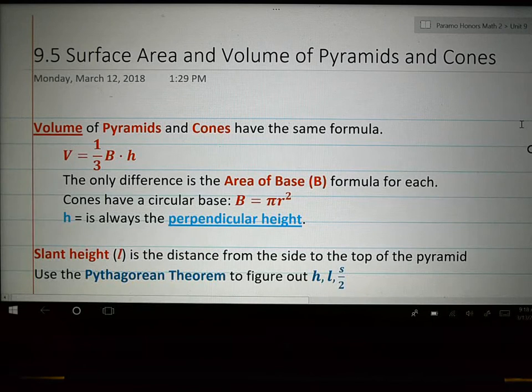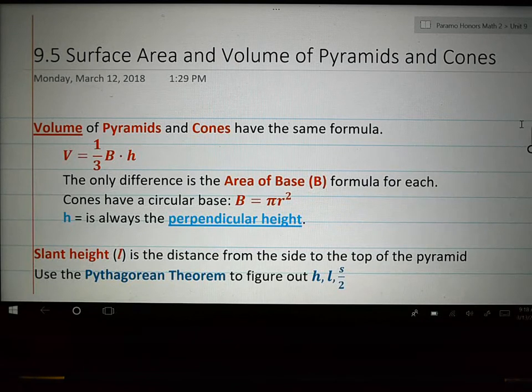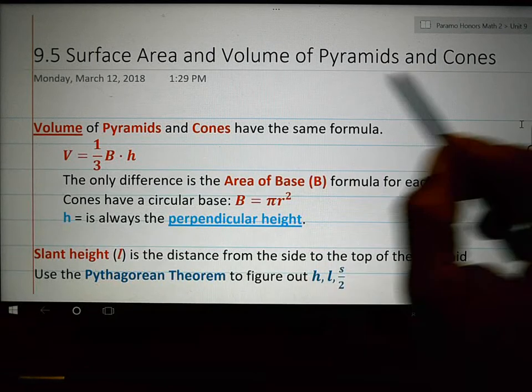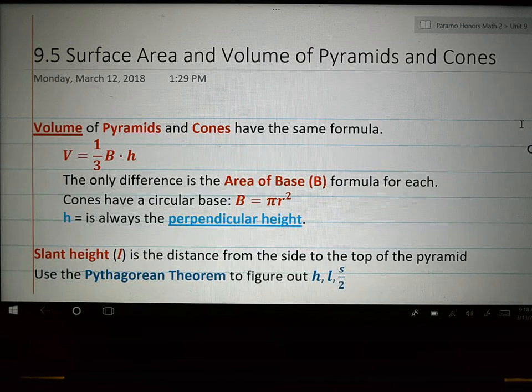In 9.5, we're going to switch shapes. We're switching to pyramids and cones. But you're going to have to do surface area and volume of pyramids and cones. And the nice thing about pyramids and cones is that they both have the same volume formula.